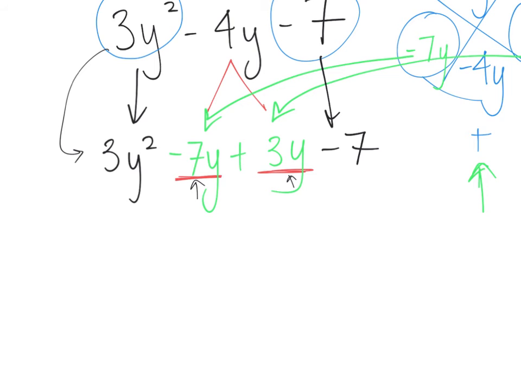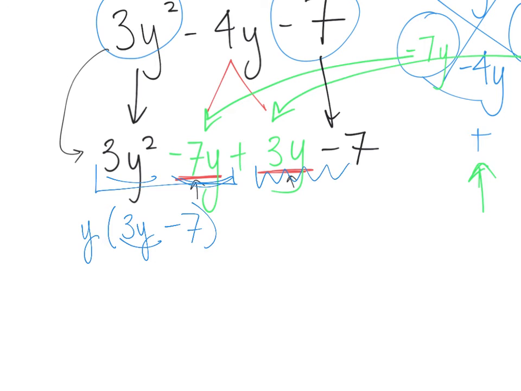So then to group, I'm looking at these first 2. They have nothing in common except for y. And so y times what would make 3y squared? It will be a 3y. And y times what will make negative 7y? It's negative 7. Then I'm going to take these 2 terms. They have nothing in common, so I'm going to write a plus 1. There has to be a sign here, by the way. And we'll have 3y minus 7.